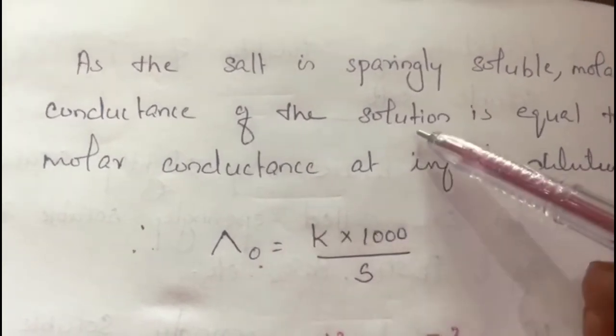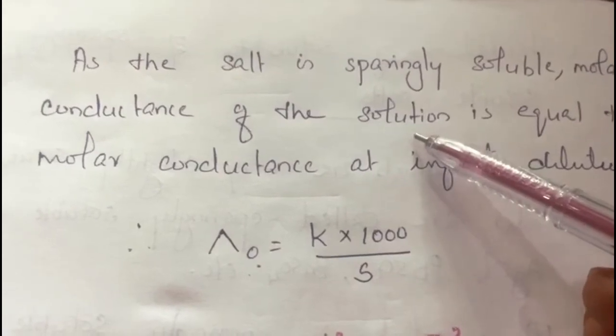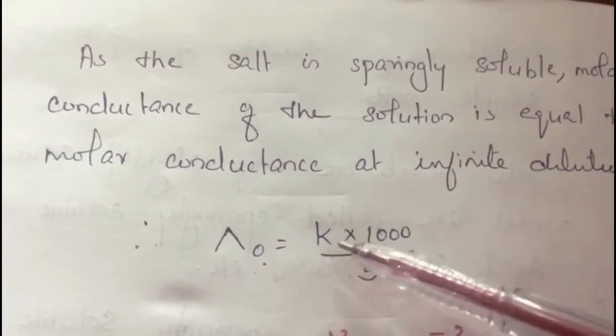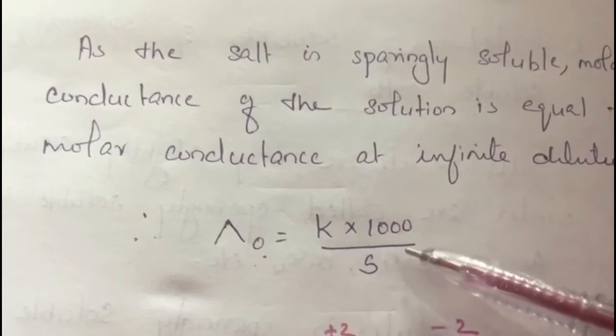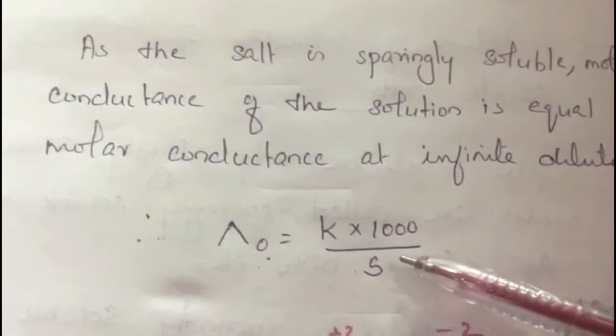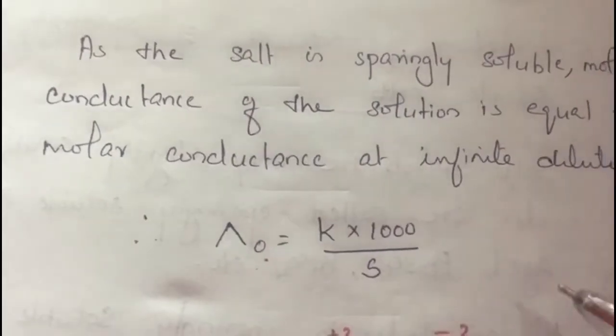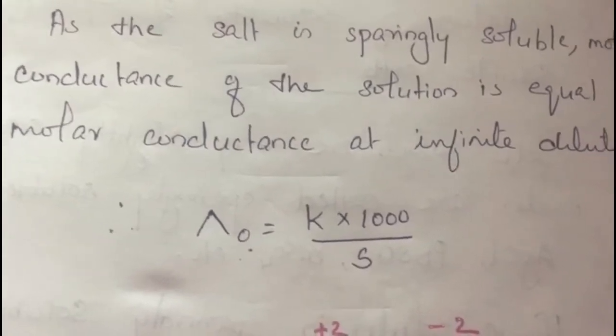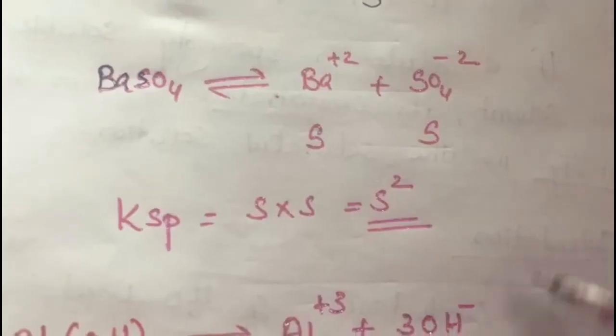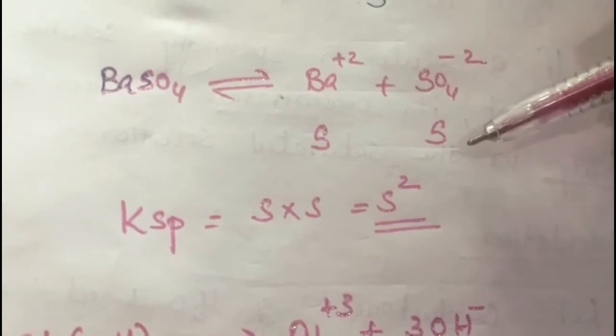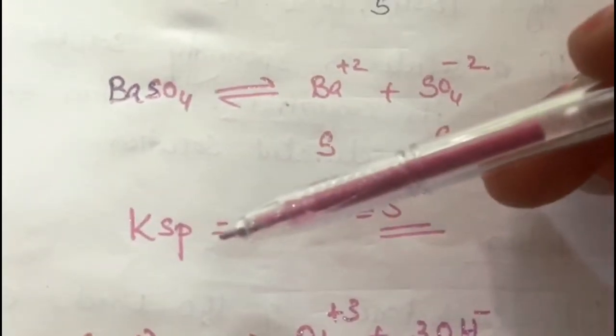So this is the same as the solubility of the sparingly soluble salt. So lambda 0 m is also equal to K into 1000 divided by S. So in the case of a sparingly soluble salt, lambda is the same as lambda 0. So this solubility can also be used for determining the solubility product KSP.